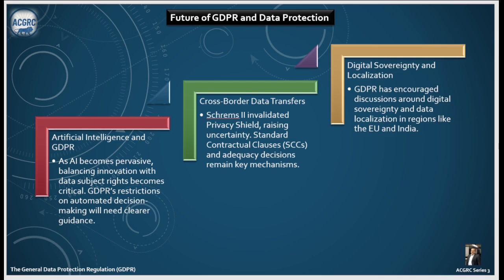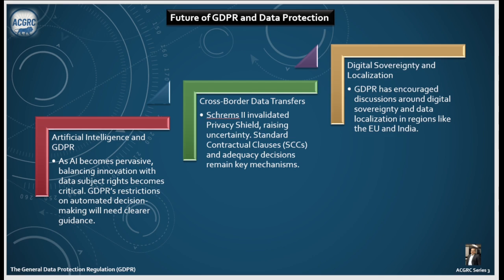So, how will AI and GDPR come together? Well, AI must be transparent. GDPR says people must know what data is collected, why it is used, and how decisions are made. But AI can be a black box, meaning it is hard to explain how it makes decisions. GDPR requires companies to explain AI decisions in simple terms.